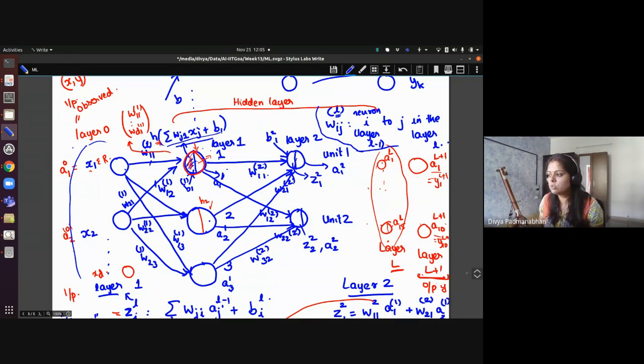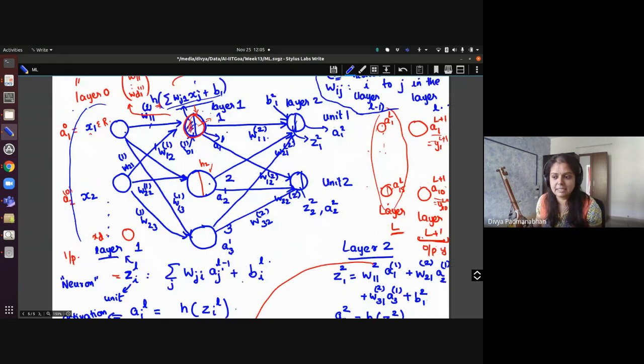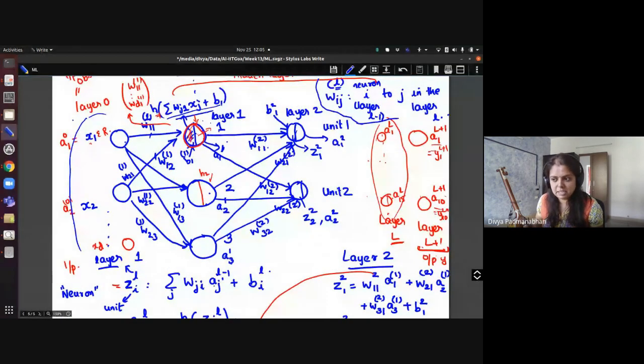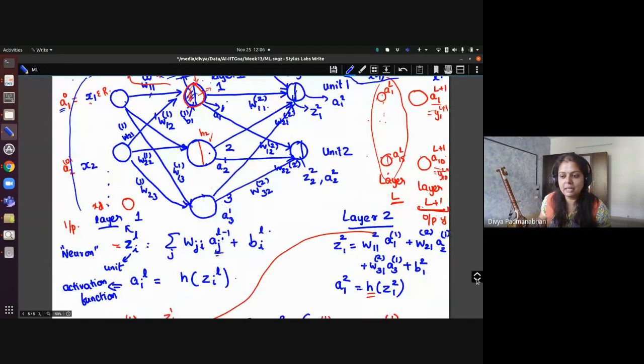And we had this quantity Z_i^l, which was the value obtained by multiplying these W's and the outputs from the previous layer. The outputs we denoted by A's. So A_1^0 is the output from neuron 1 in layer 0. All these units are called neurons. And similarly, A_i^l more generally is the output from neuron i in layer l.